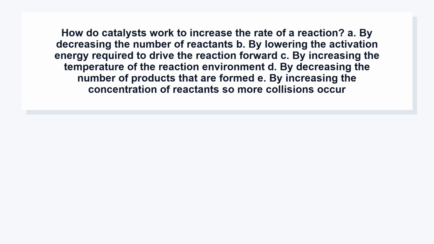How do catalysts work to increase the rate of a reaction? A, by decreasing the number of reactants. B, by lowering the activation energy required to drive the reaction forward. C, by increasing the temperature of the reaction environment. D, by decreasing the number of products that are formed. E, by increasing the concentration of reactants so more collisions occur.